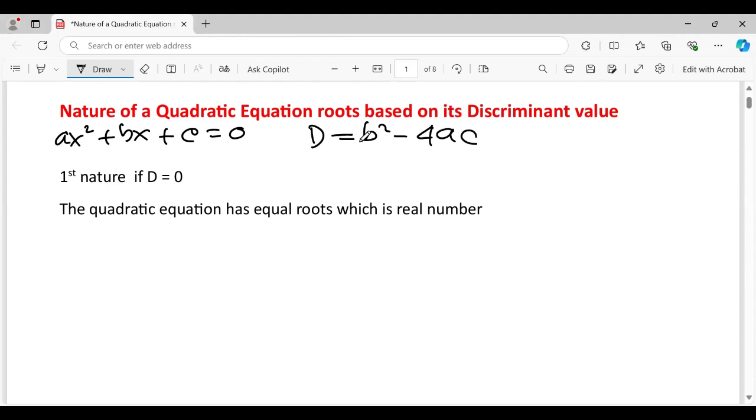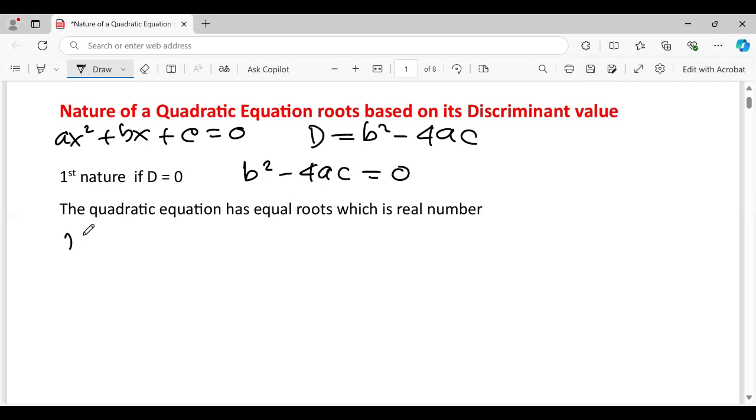So now let's start with the first nature of discriminant. If discriminant equals 0, it means b squared minus 4ac equals 0. If discriminant equals 0, the quadratic equation has equal roots, which are real numbers.